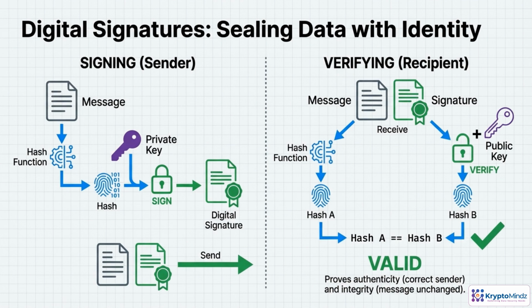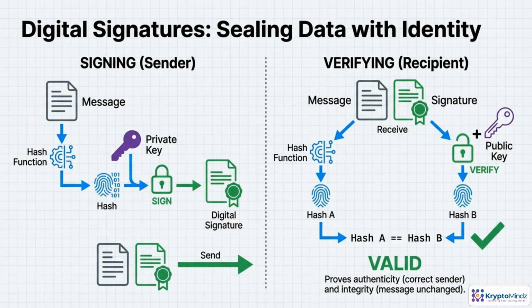Now we come to digital signatures, one of the most powerful concepts in cryptography. The problem we're trying to solve is this. How do you prove that you created something? How do you prevent someone from modifying it after you created it? How do you prove who signed it? In the physical world, you sign documents with a pen. But handwritten signatures are easy to forge. Anyone with a pen can imitate your signature. Digital signatures solve this because they're mathematically unique to you.